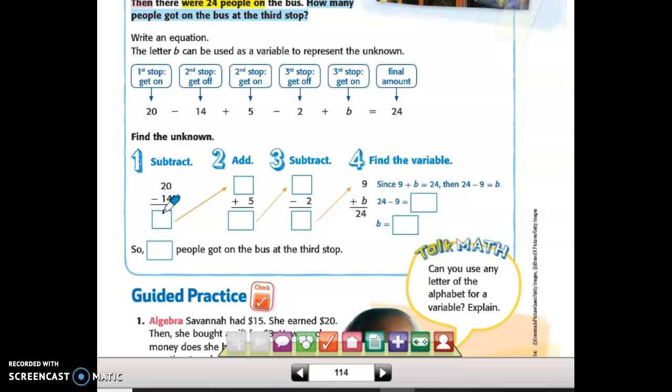20 minus 14. That becomes the top of my next stop equation. 6 plus 5. Now 11 becomes top. 11 minus 2 is 9. And now we know 9 is at the top. And we don't know how many people got on. But we know that when that finished, there were 24 people.